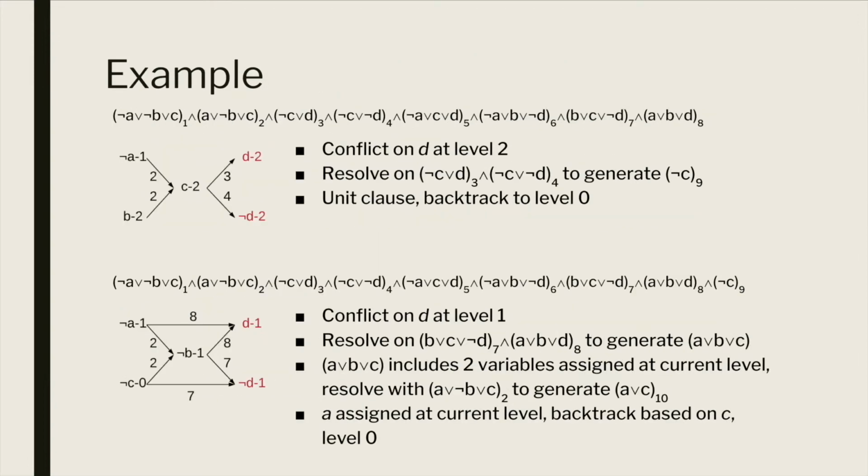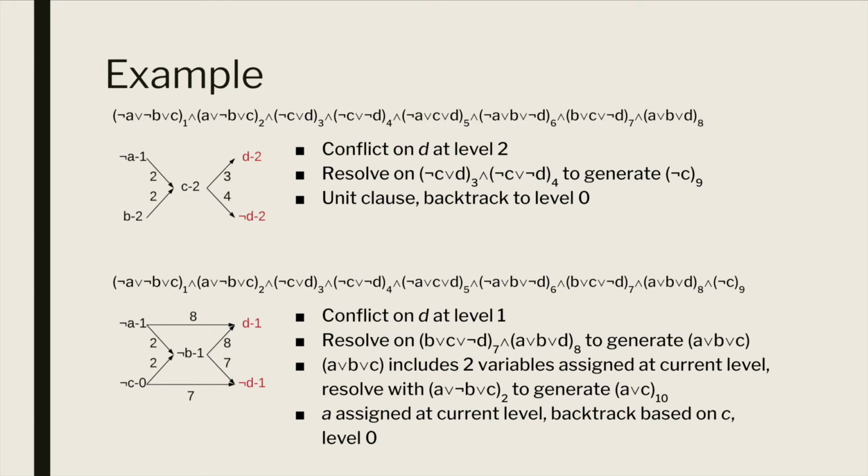So now, let's demonstrate CDCL running on an example. Here, we have a Boolean formula, and we made the guess of not A at level 1, followed by a guess of B at level 2. These two guesses then imply an assignment of C at level 2, which then in turn implies assignments of both D and not D. This conflict at level 2 then gets resolved on clauses 3 and 4 to generate a unit clause not C. Since this is a unit clause, we backtrack to level 0, undoing all our guesses.